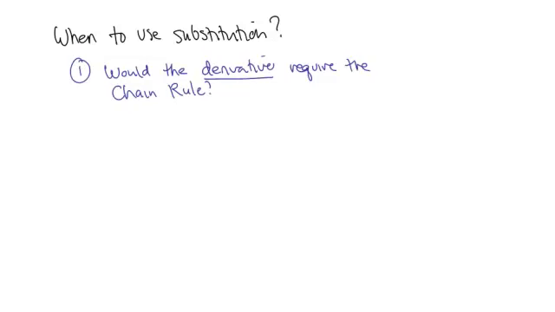The first guideline, ask yourself, would the derivative involve the chain rule? If you came across an expression like x squared times the cosine of x cubed, if instead of having to anti-differentiate it, you had to differentiate it, would you at some point need to use the chain rule? If so, then it's probably a good candidate for substitution. But I can follow that up with the second good rule of thumb.